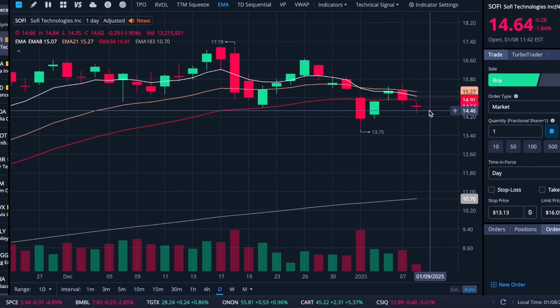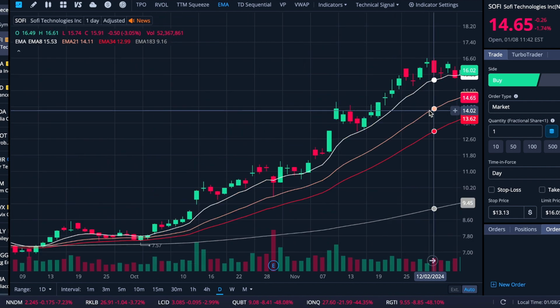And so you might wonder, okay, do I trim some based on the 21? Do I hold fully and just bite the bullet and wait till that 8 crosses below the 34, knowing that it's probably going to come in the next few days if that's going to happen? That's your decision point at that time. But I love this setup.